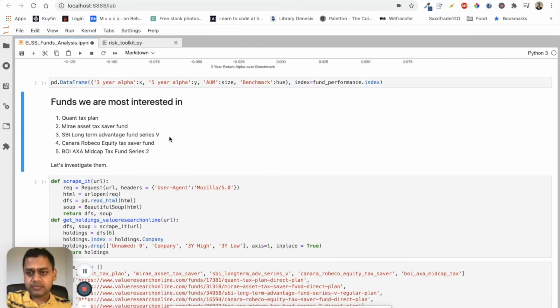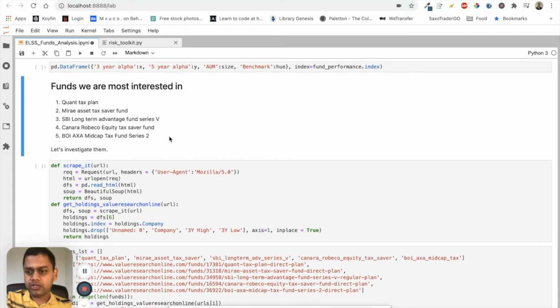So if you want to drop off at this point, these are the 5 funds that I think are good based on the data we've collected and analyzed from the perspective of alpha, Sharpe ratio, and some of the downside volatility metrics.